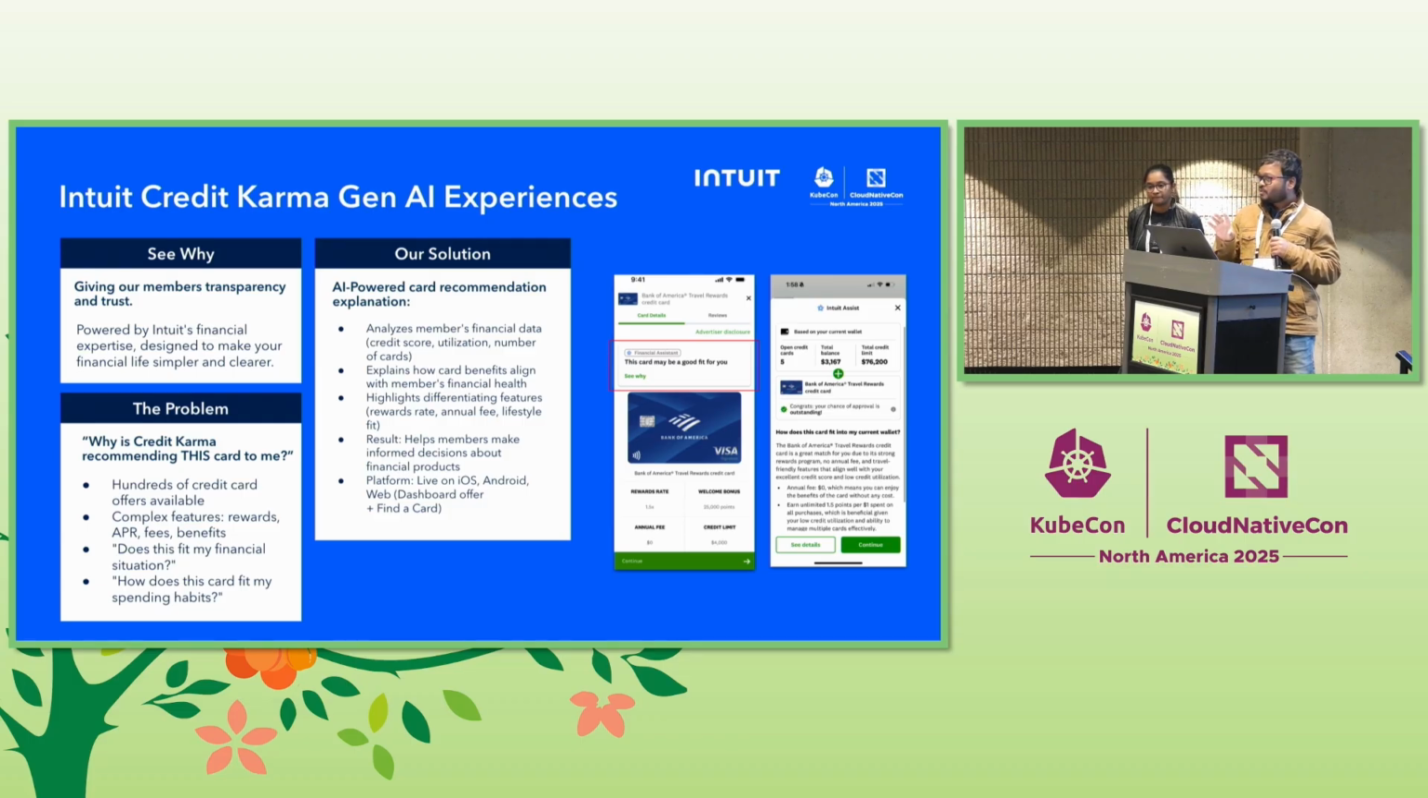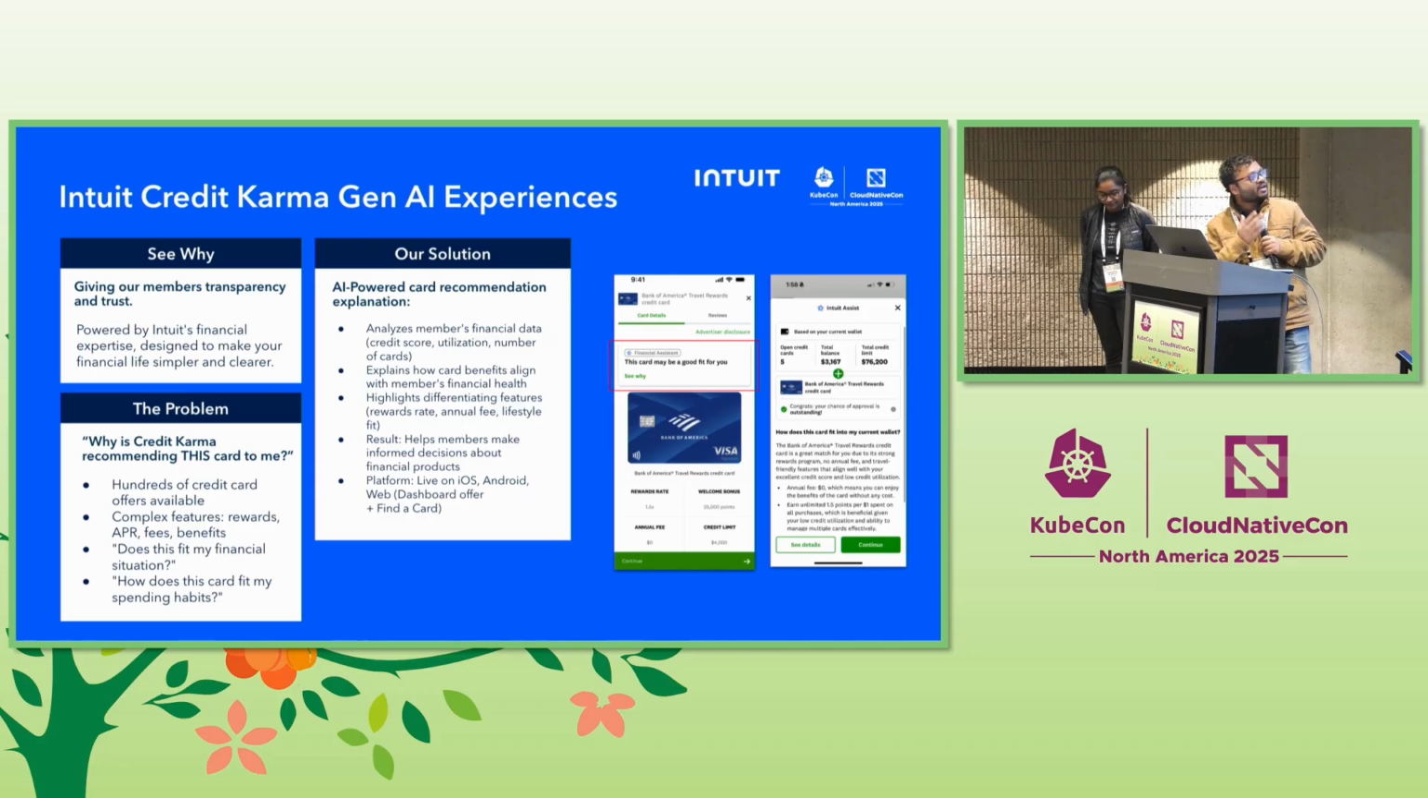And what do these complex numbers inside those mean actually? So rewards, APR, fees, benefits, what do they actually mean? And does this actually fit my financial situation right now? And does it fit my spending habits? So we need a solution which can answer these in a personalized fashion.